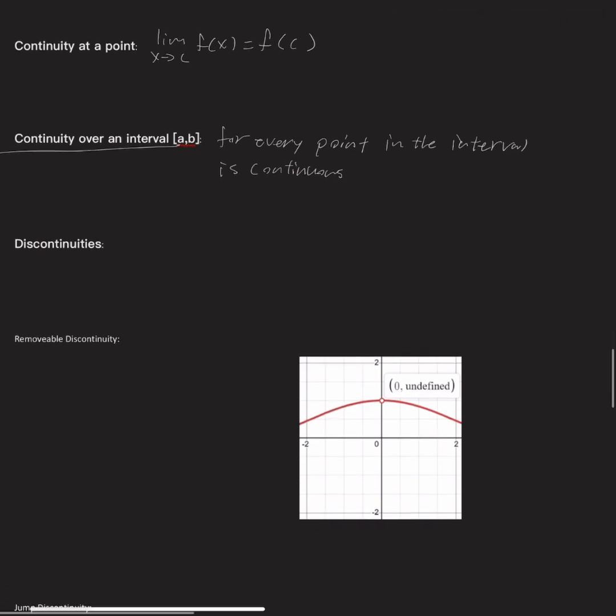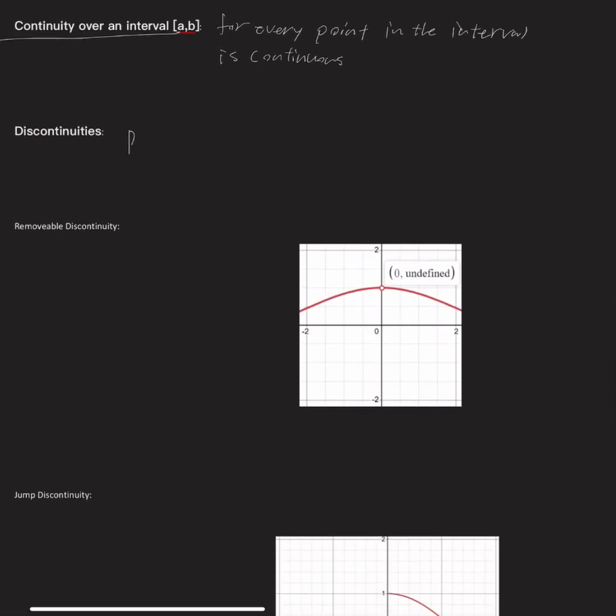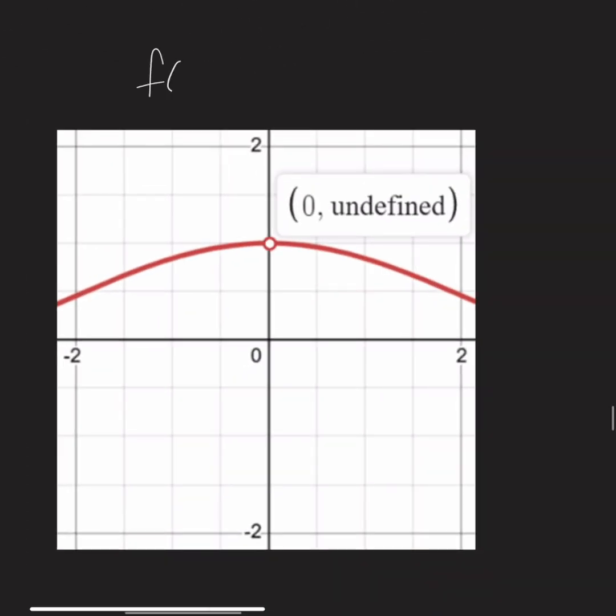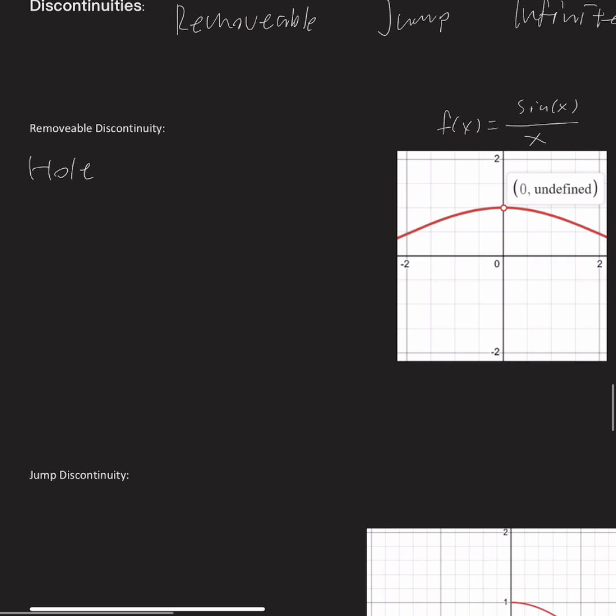Now let's talk about discontinuity. There are 3 types of discontinuity: removable, jump, and infinite. Well, removable discontinuity is basically a hole. We see here f of x equal to sine of x over x. It's a special limit we'll talk about later. We see there's a hole at this point. And the limit as x approaches 0 at this point is equal to 1, but it's undefined at x equal to 0.